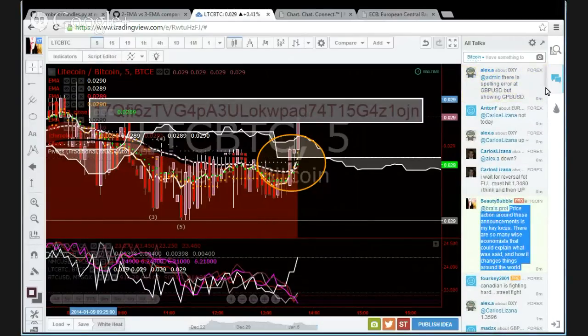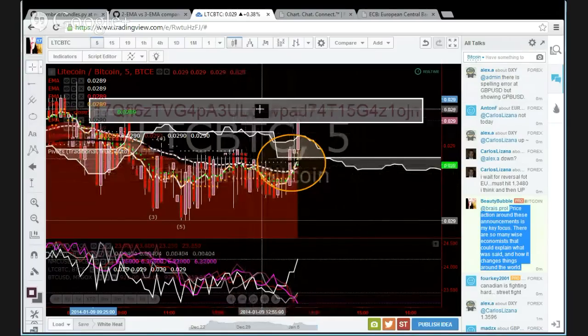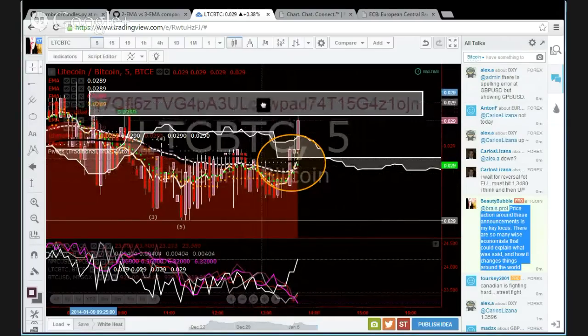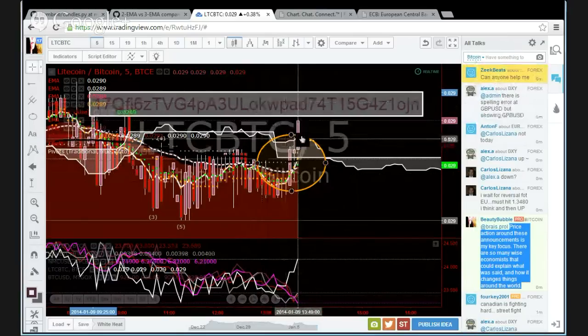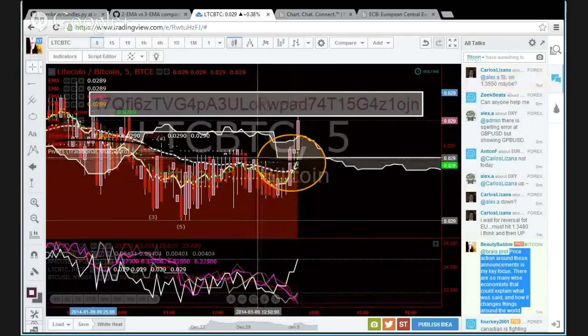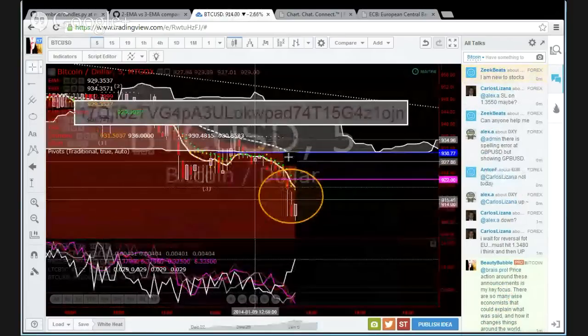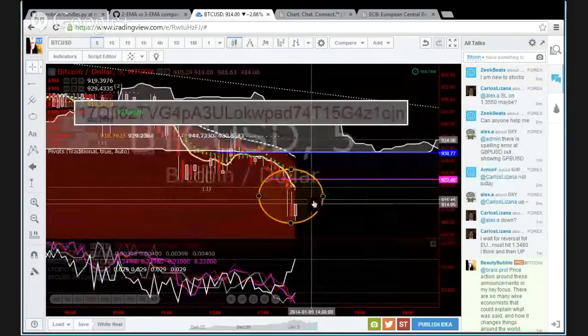What I'm letting the chartists know is that price action around these announcements is where I want to put my attention. It's not getting involved in the pundit discussion of whether it's good or bad. Right now, it's good for Litecoin. It's just moderated right now for the Bitcoin.